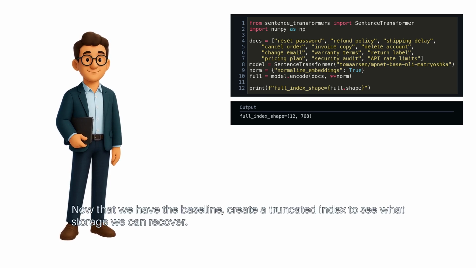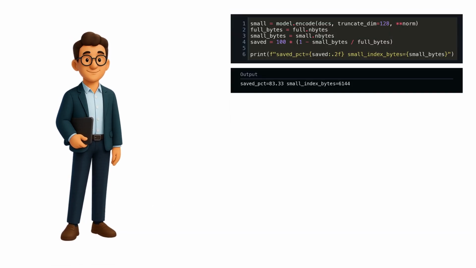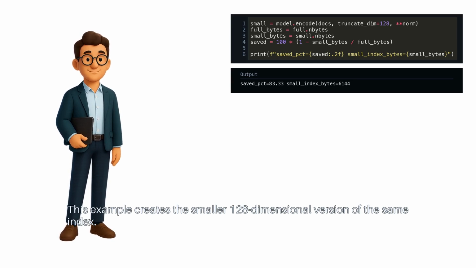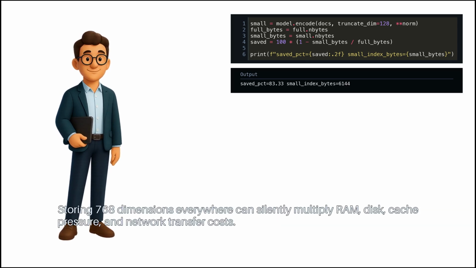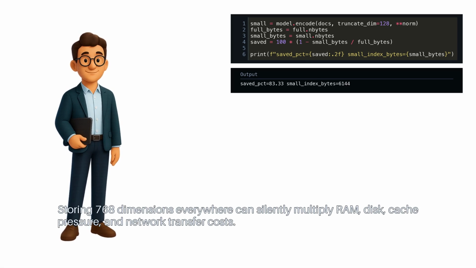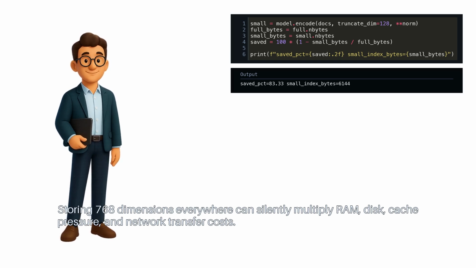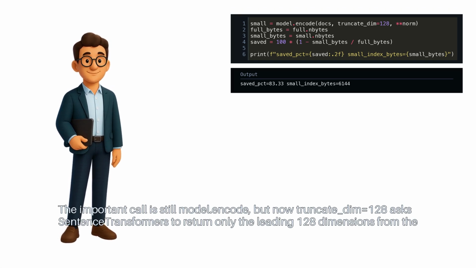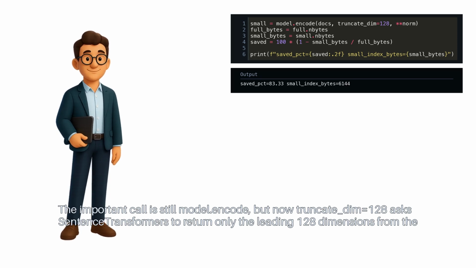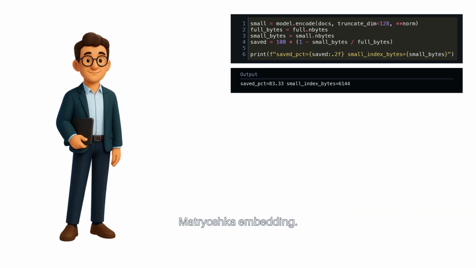Now that we have the baseline, create a truncated index to see what storage we can recover. This example creates the smaller 128-dimensional version of the same index. Storing 768 dimensions everywhere can silently multiply RAM, disk, cache pressure, and network transfer costs. The important call is still model.encode. But now, truncate_dim equals 128 asks sentence transformers to return only the leading 128 dimensions from the Matryoshka embedding.